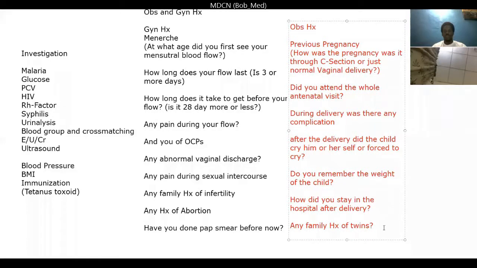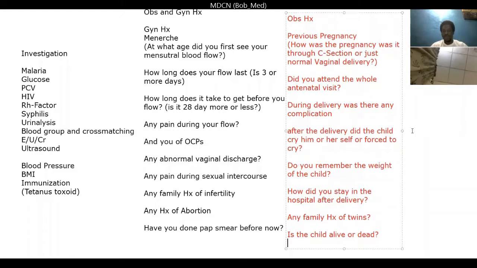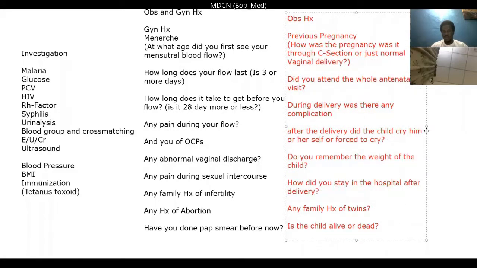You also want to ask the status of the child right now. Very important. Is the child alive or dead? This is a very important question. And please don't forget, while asking this, it's important to also ask about the sex. So do you remember the weight and sex of the child? How long did you stay in the hospital after delivery? Any family history of twins? Is the child alive or dead?